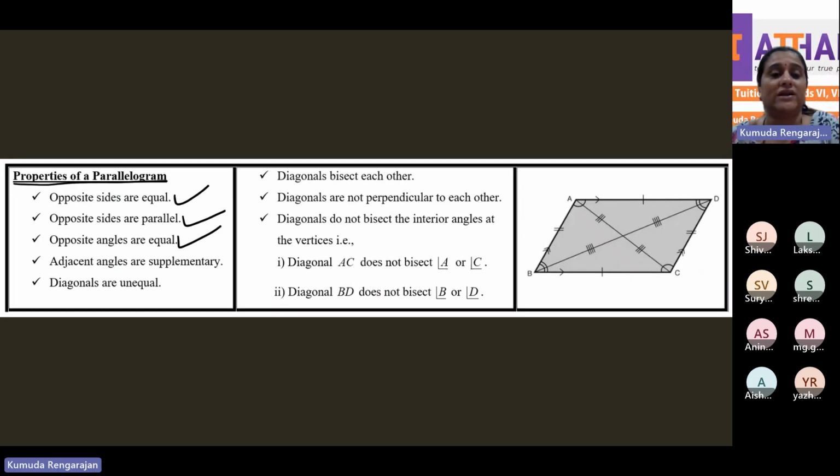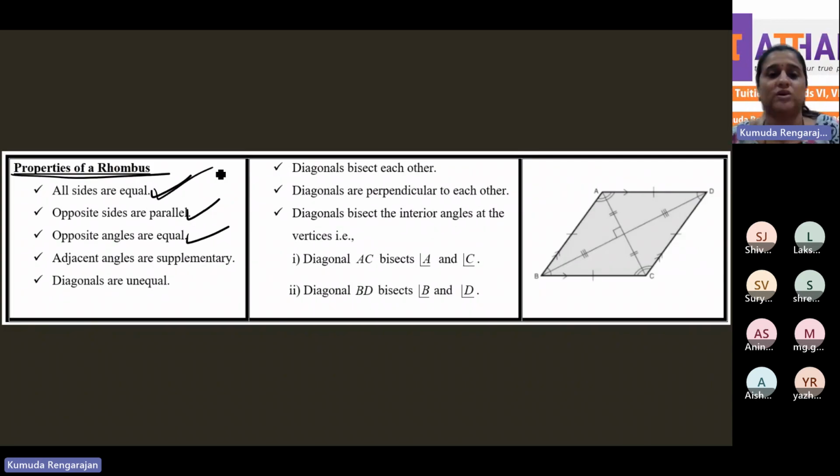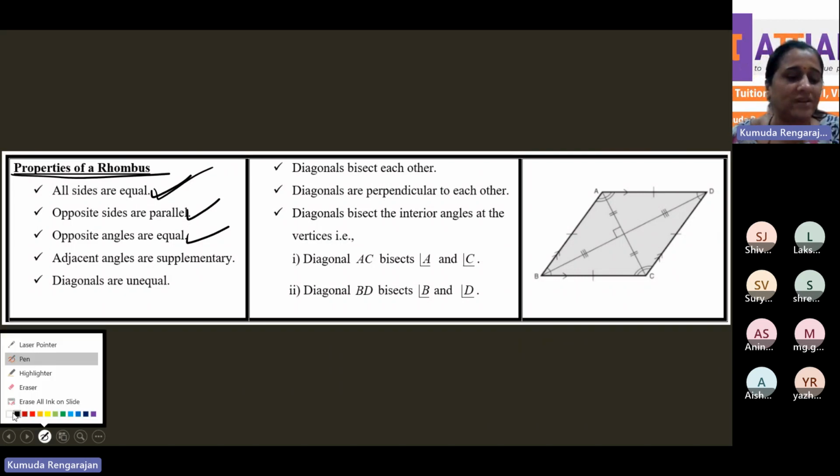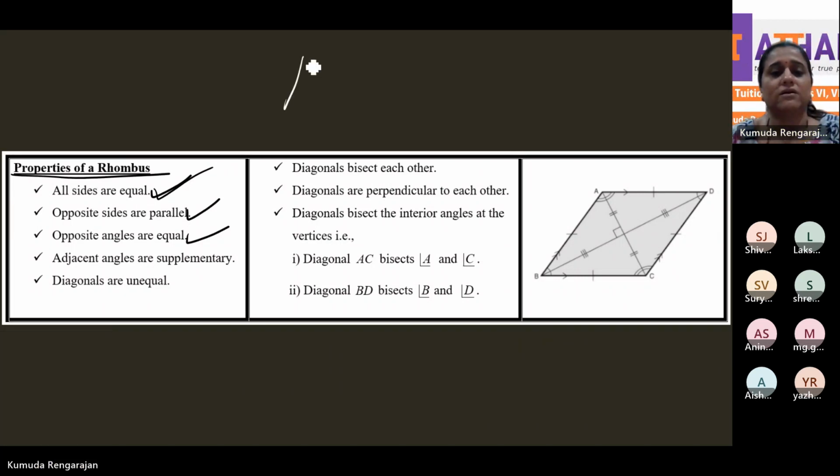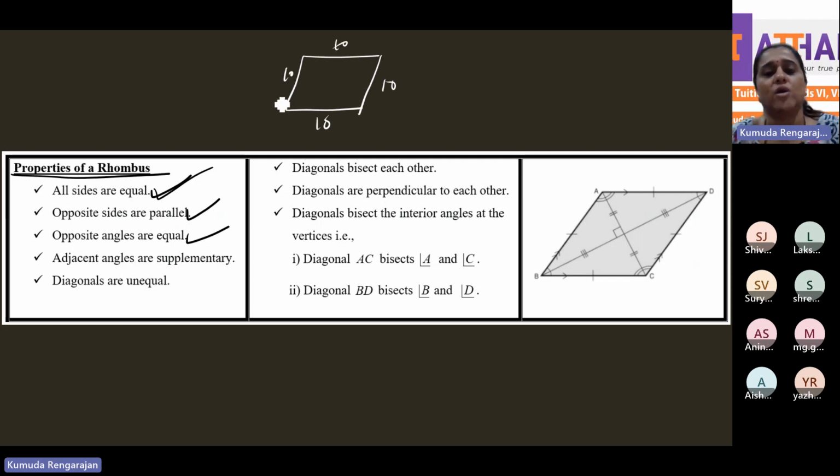It can be modified. Like in a parallelogram, only opposite sides are equal. But in a rhombus, all sides are equal. All sides equal also means opposite sides are equal, right? So see, that property is modified. In a rhombus, we say all sides are equal. Supposing 10, 10, 10, 10. That also means opposite sides are equal. It's modified. All sides are equal. But that does not mean opposite sides are not equal now.